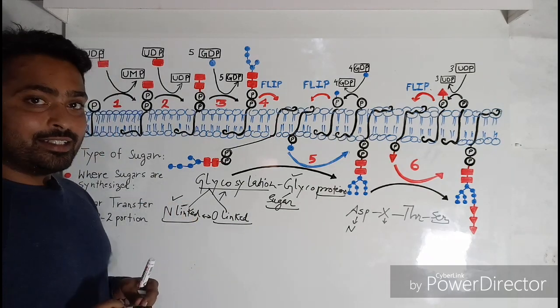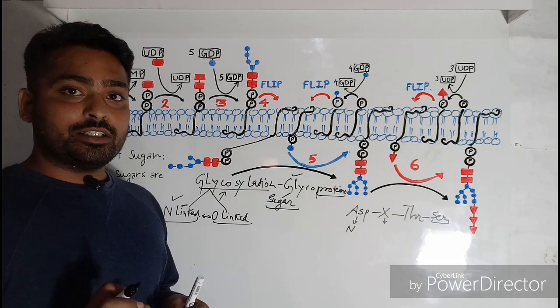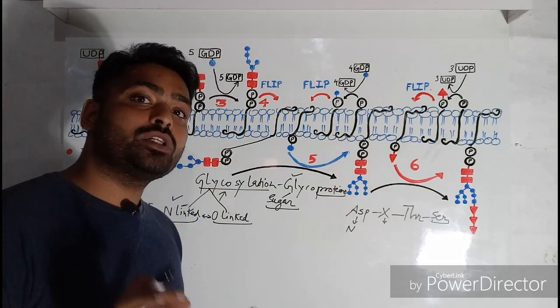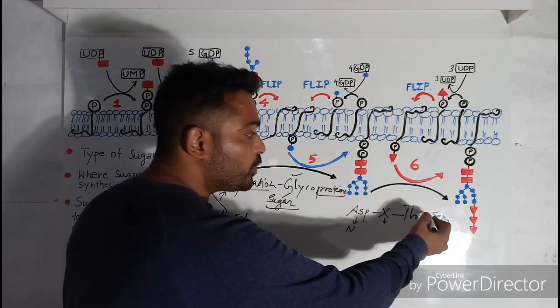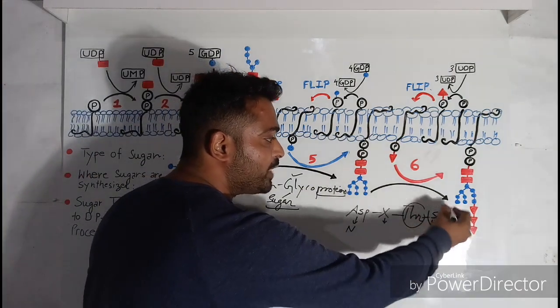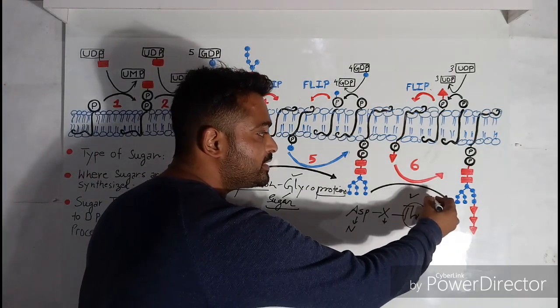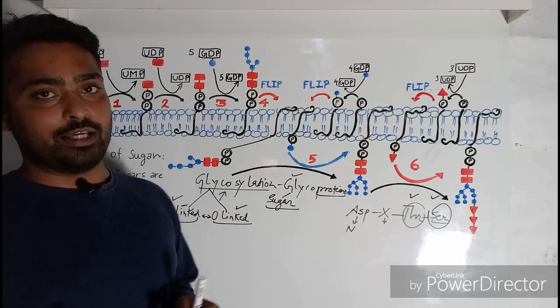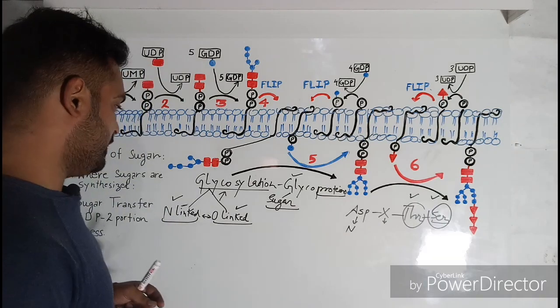On the other hand, if the carbohydrate is attached to the O atom of the hydroxyl group containing amino acids, that is the threonine and serine, this is called O-linked glycosylation. This is the first major difference.